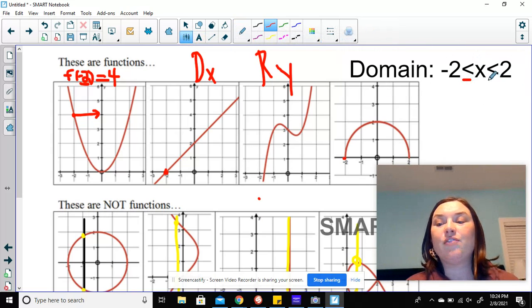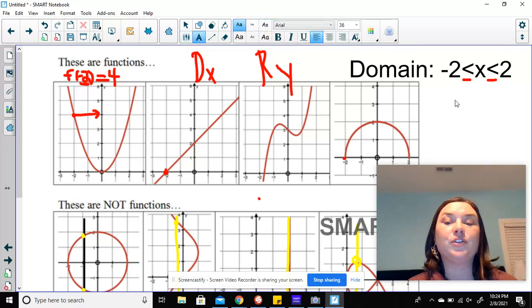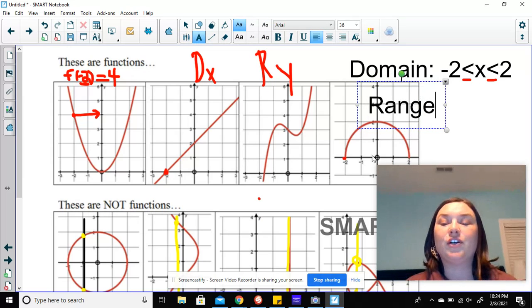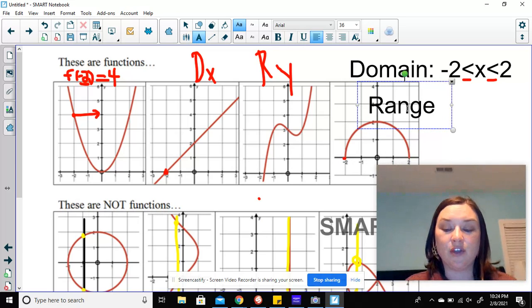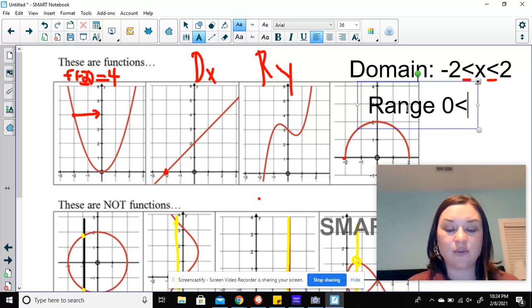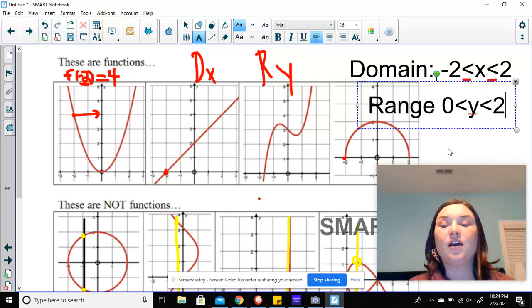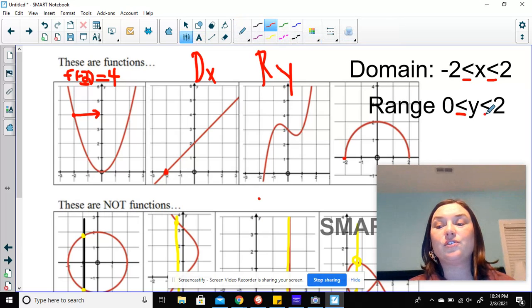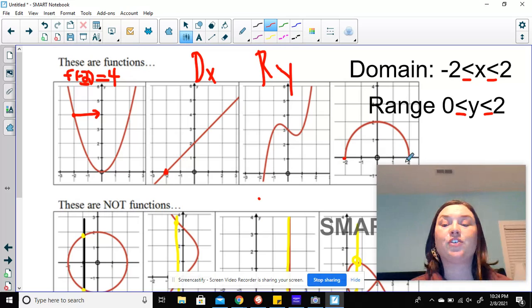But remember, it's how far left and how far right. And then if we were doing range there, it would be how far up and how far down. So the lowest this graph ever goes is 0. That's where it is on the y-axis. And the highest it goes is up to 2. So that would be 0 is less than or equal to y, which is less than or equal to 2, because that's the lowest and the highest that it ever goes. So remember, for domain, you're going left to right. For range, you're going up and down.